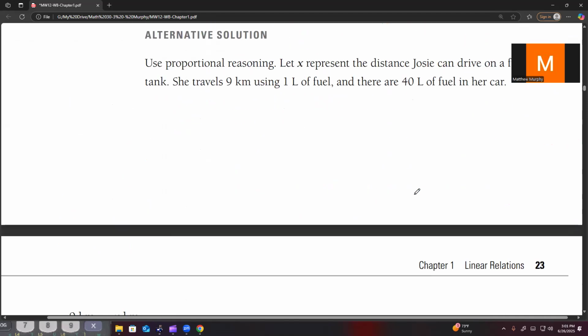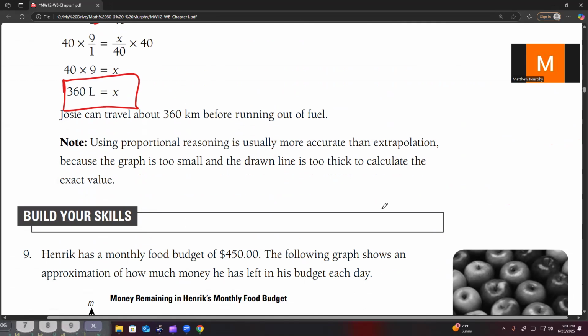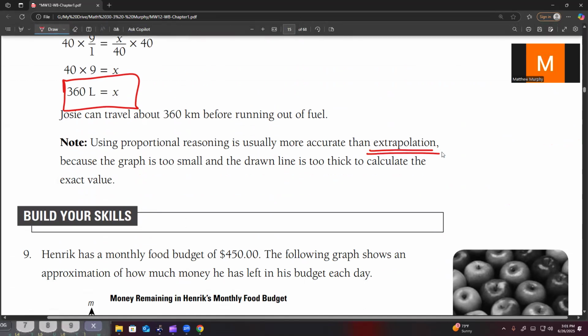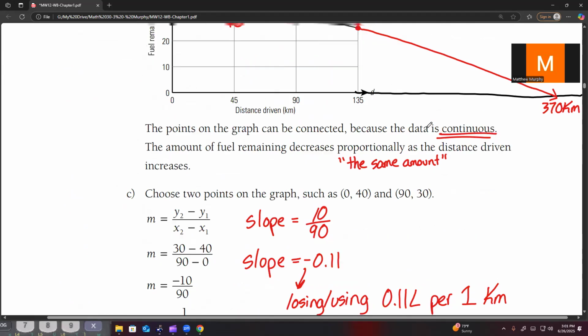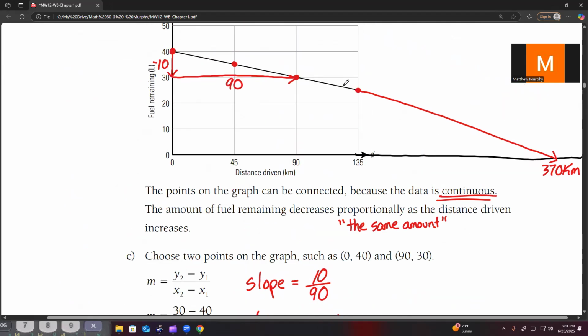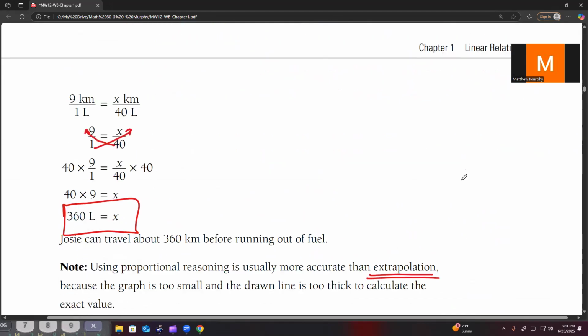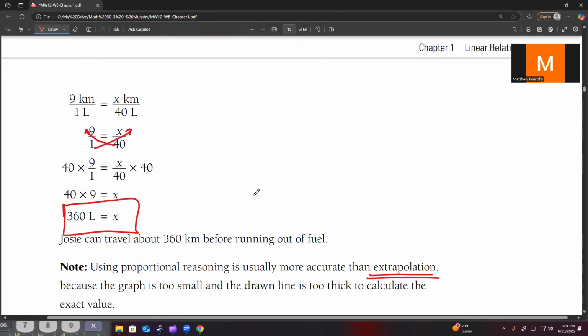Okay. Note, using proportional reasoning is usually more accurate than extrapolation. Obviously, you could see we were off a little bit because the graph is too small and the drawn line is too thick to calculate the exact value. So what they're saying is, if you had a proper graph here, you're counting on yourself to make a proper line and that it hit the right spot, right? So it's actually better to use proportional reasoning and set these two up. And again, just remember the units are the same and cross multiply from there.